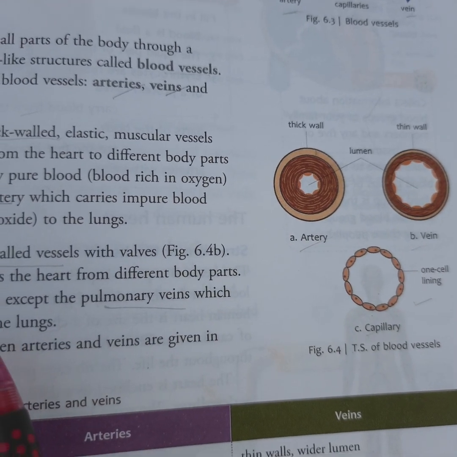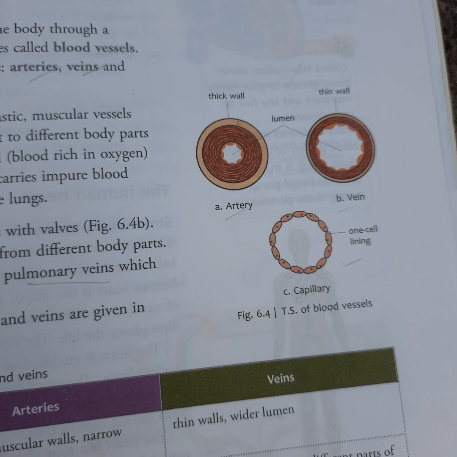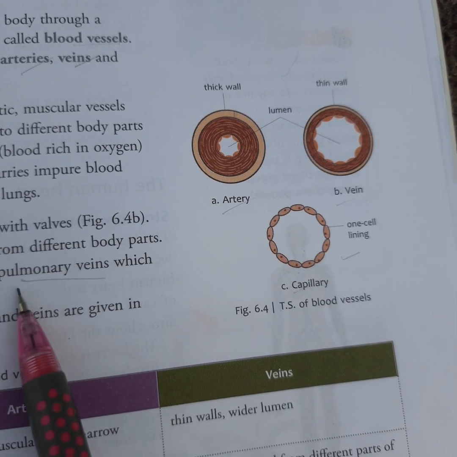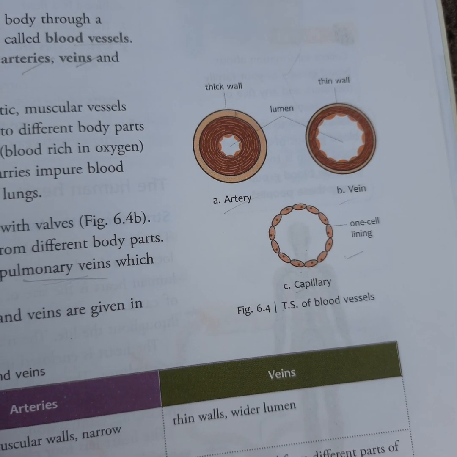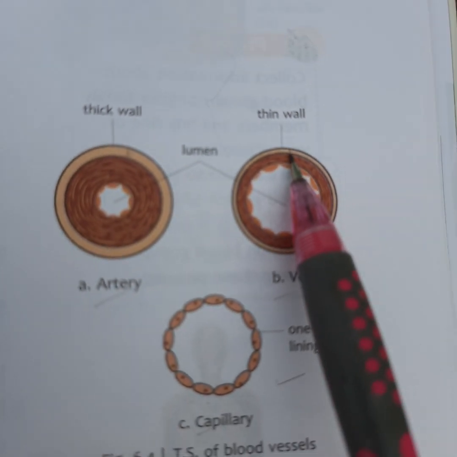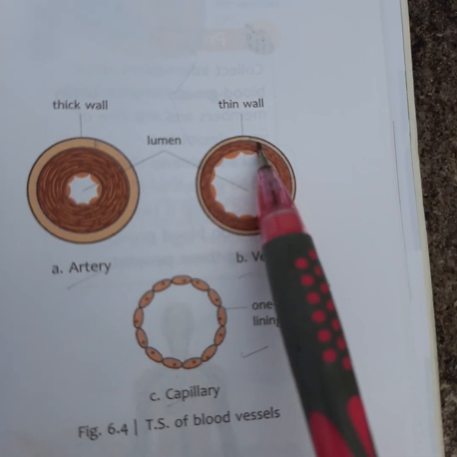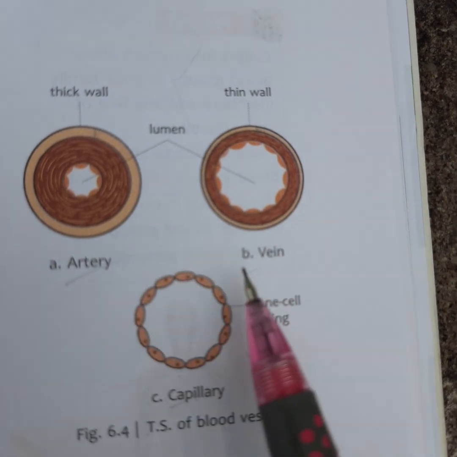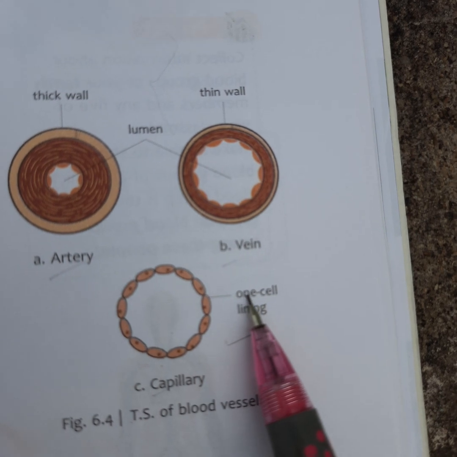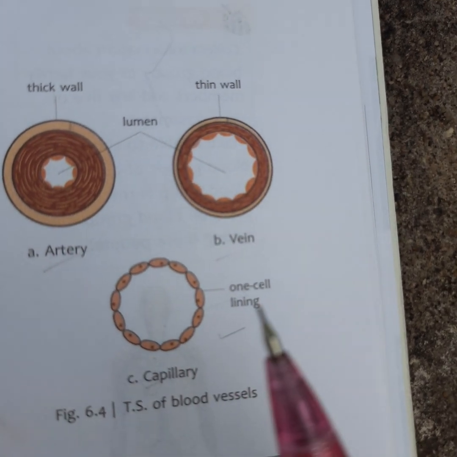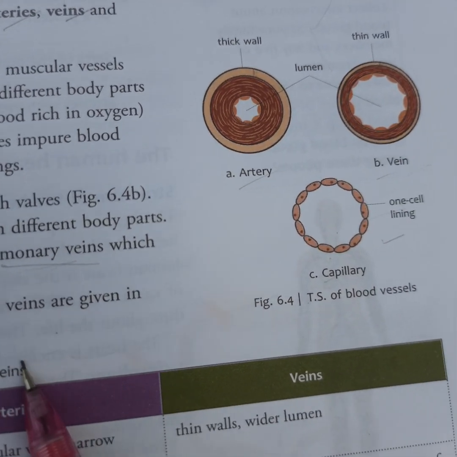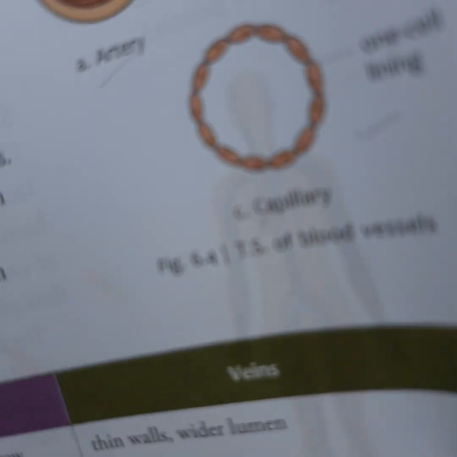Then see veins. They are thin vessels with valves. They carry blood towards the heart from different body parts. They carry impure blood except pulmonary vein, which brings pure blood from the lungs. So see, this is the diagram of a vein, and you see this is the thin wall. So they carry impure blood except pulmonary vein. All veins contain impure blood, but pulmonary vein is a vein, but it contains pure blood, which brings pure blood from the lungs. Pulmonary vein.